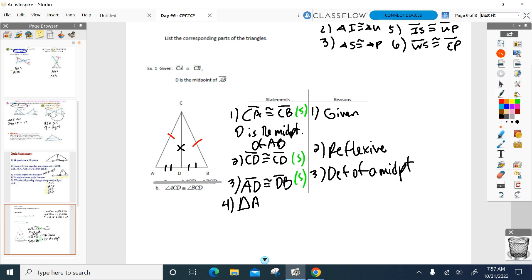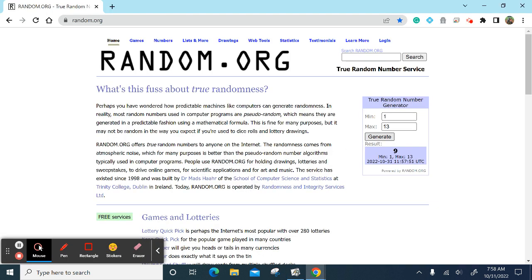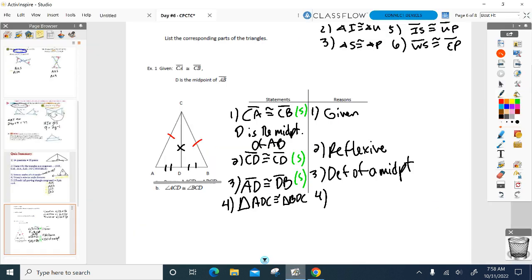ADC. So if I go ADC, and I'm going to be picky about it, you've got to name the second triangle in the correct order. Tomorrow it won't matter because it'll be in the proof statement and you could just copy it. But now that we're doing these extra step proofs, it does matter. ADC and BDC. And what are you going to put for a reason here? Yep, side, side, side.